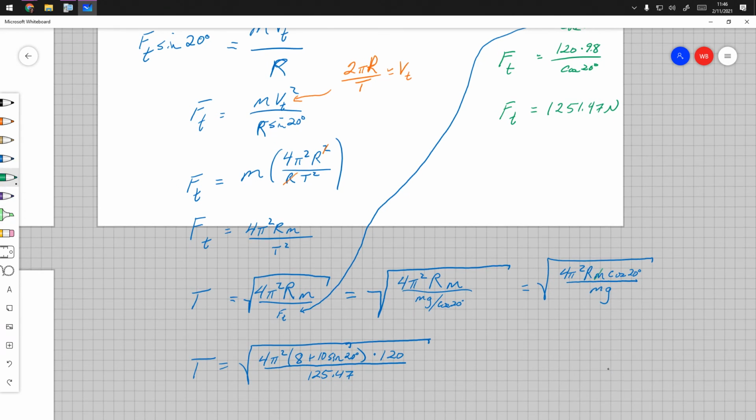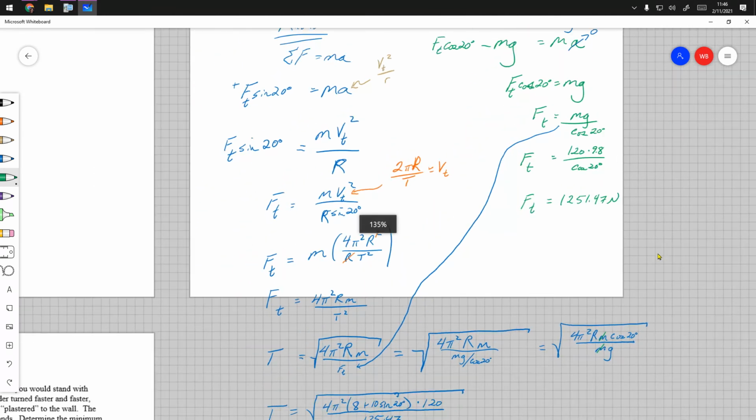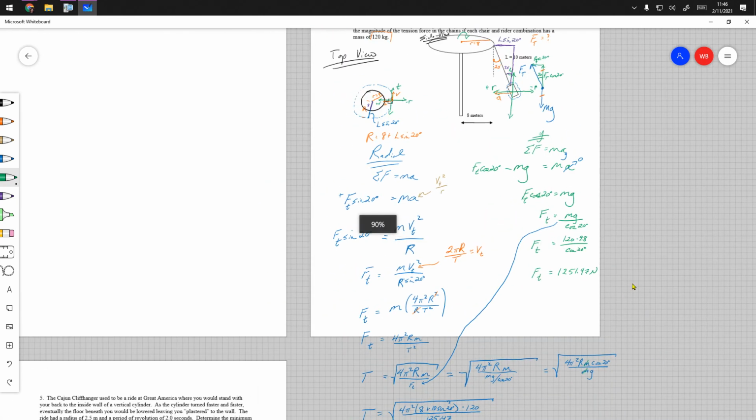I see that I have m there and m there. Oh, wait, the mass cancels out. I don't even need the mass there. The mass doesn't matter. Wait, hold on. That means that at the beginning of this problem, they didn't even need to give you the mass. You could have done this without the mass.